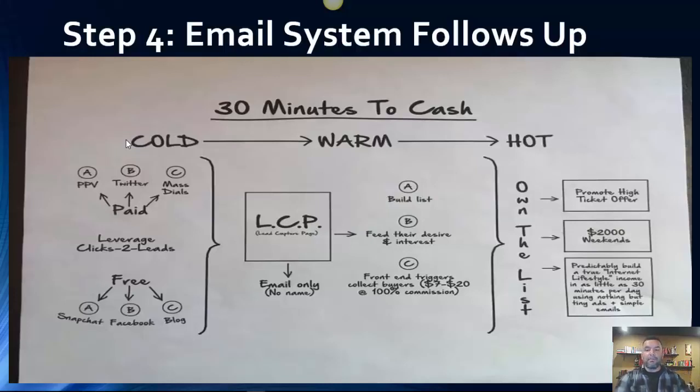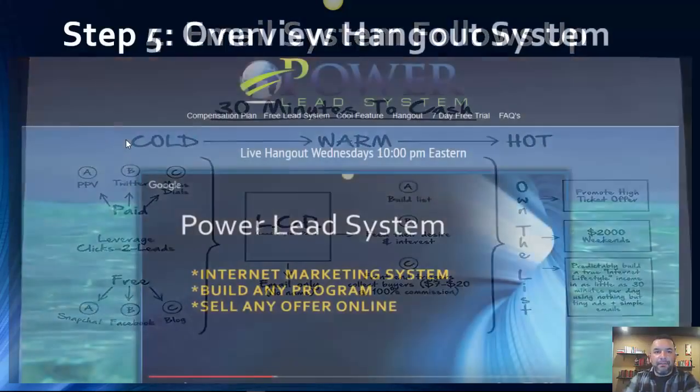You own the list. You can promote higher ticket offers. You can promote $2,000 coaching weekends if that's what you want to do. You can predictably build a true internet full-time lifestyle income in as little as 30 minutes per day using nothing but tiny little ads and simple emails in your system. That's it. Just get them into your system. Let the email system start working on it.